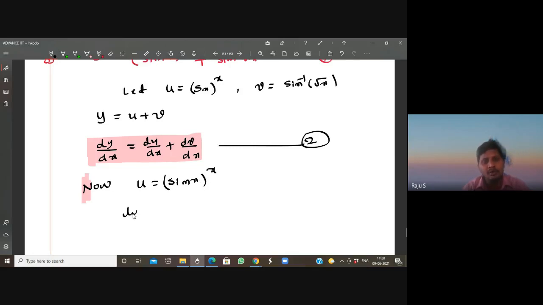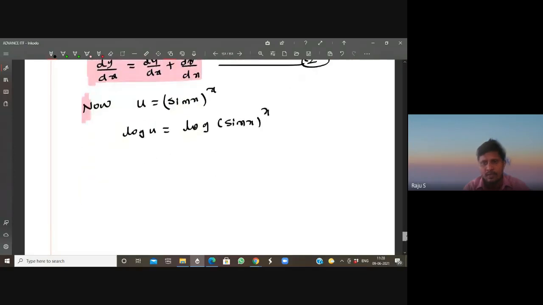Apply log on both sides. Log u is equal to log of (sin x) power x. See, you can do it yourself. No need to wait. If I write the question, immediately you can solve it yourself. Is it difficult? Nothing. Take u and v separately, then apply log on both sides. If it is function power function, then differentiate on both sides.